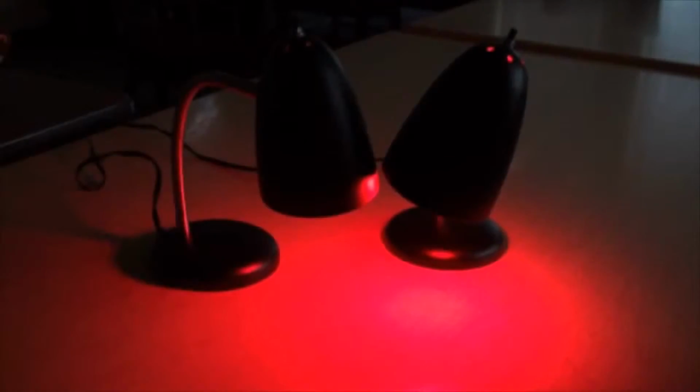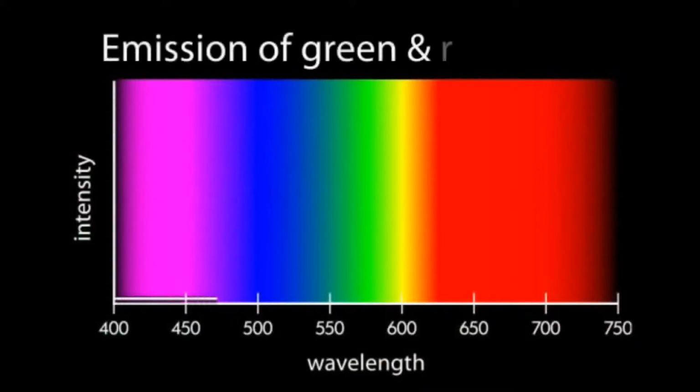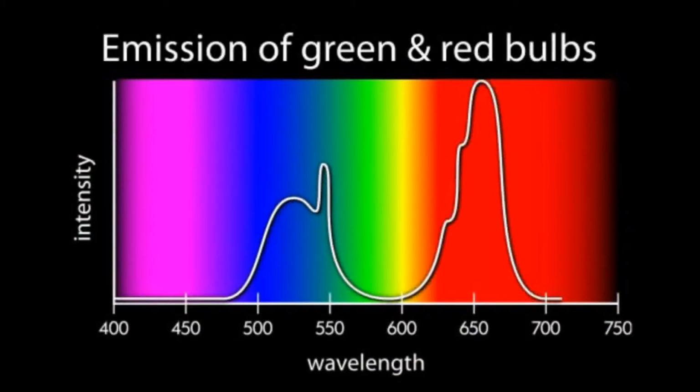Another example is when we mix colors of light on the surface of a table. The combined emissions from a green bulb and a red bulb look yellow. However, the probe does not show that yellow wavelengths of light are present. So why do we see yellow?